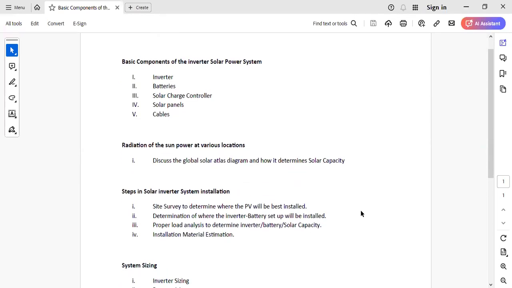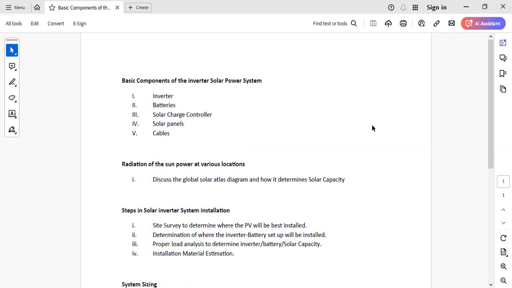If you look at these things, they all have sub items under them. If you look at the basic components of the solar power system, we have the inverter, the battery, the solar charge controller, the solar panels, and the cables. Each of these components has its own role or function. So I would love us, if there's anybody that can tell us what he understands about the inverter in the solar power system, what does the inverter do?